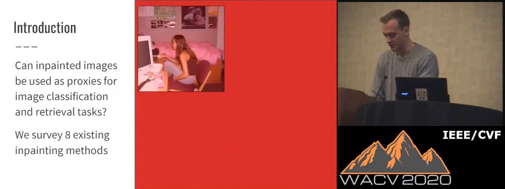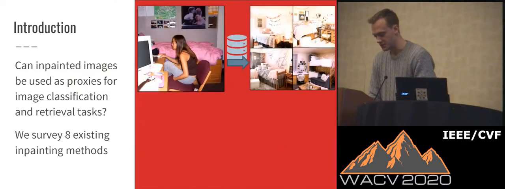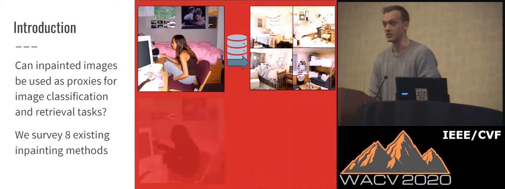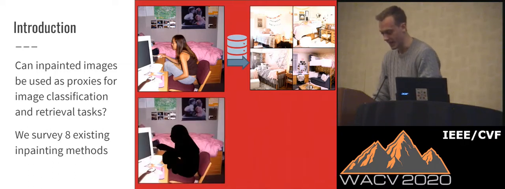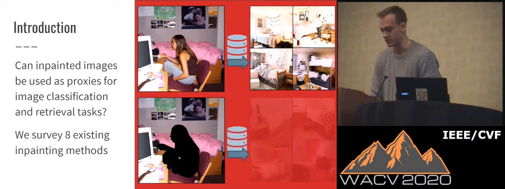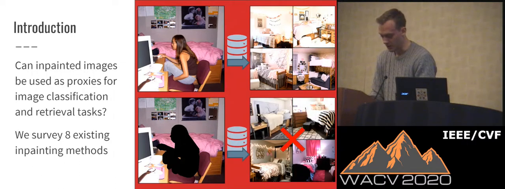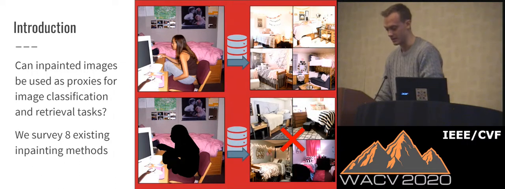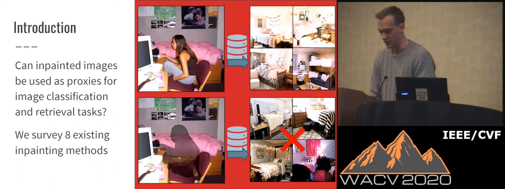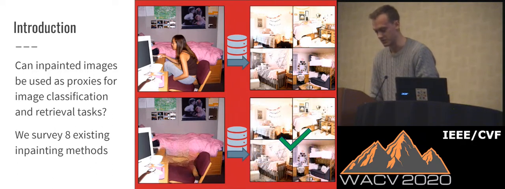So imagine a scenario where you want to conduct an image search, but there is some person or object in the foreground that you first want to censor in order to preserve privacy. Blacking out the central area tends to impact the search results negatively. For this project, we surveyed various inpainting methods to see if their outputs can be better for both this type of retrieval task as well as for image classification.